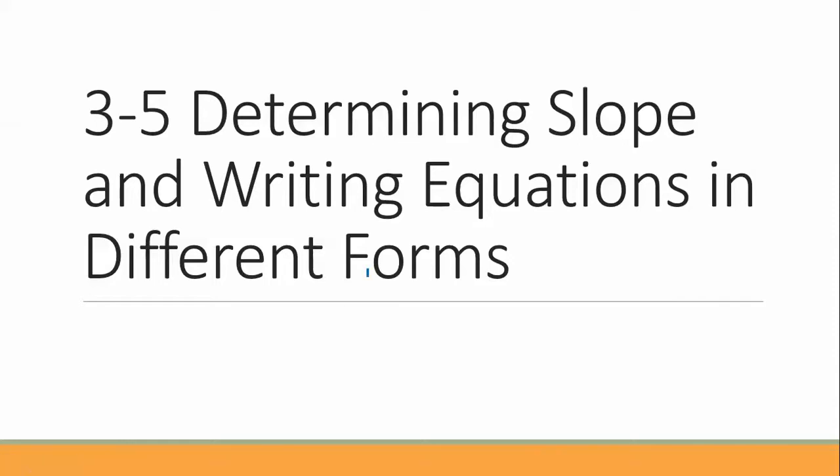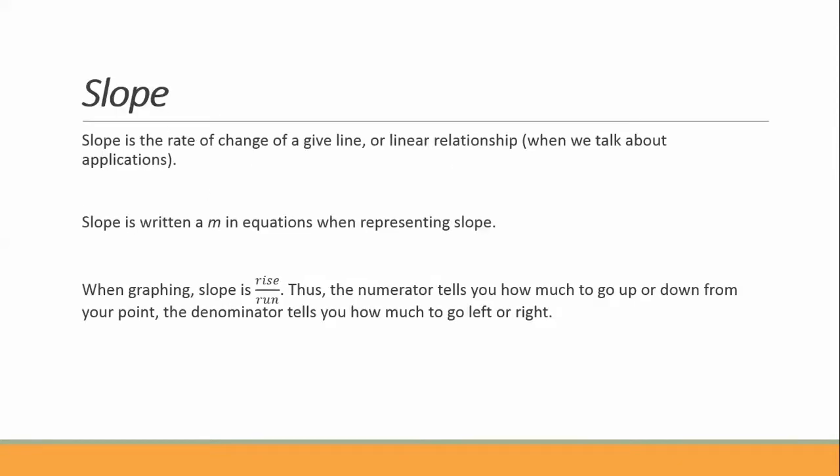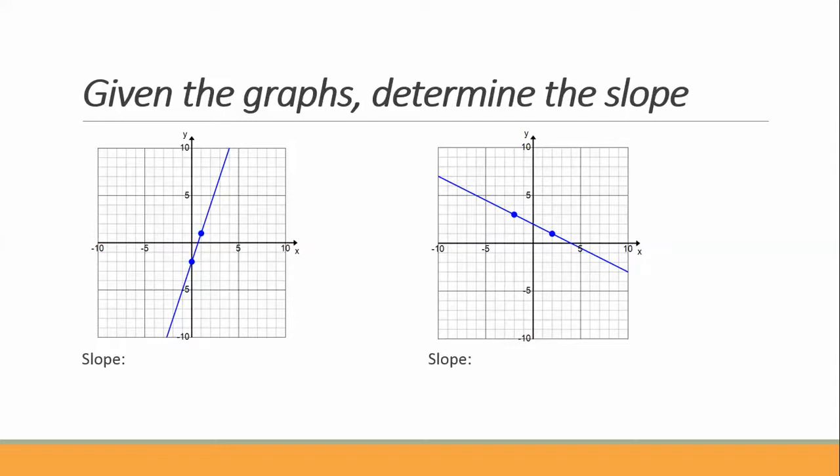Today we're going to talk about determining slope from graphs and writing equations of lines in different forms. Remember, slope is the rate of change of a given line. Slope is written as m when representing in equations, and slope is rise over run. This is what we just talked about in 3-4, and now we're going to go opposite and use the graphs to find the slope.